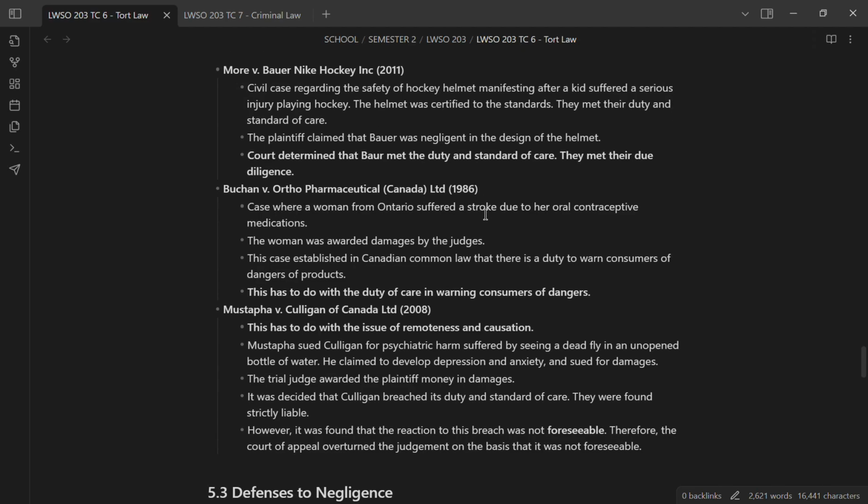Buchan versus Ortho Pharmaceutical. In this case, this has to do with duty of care and warning consumers of danger. This is a case where a woman from Ontario suffered a stroke due to her oral contraceptive medication. She was awarded damages by the judges. She won her tort case, and it established in Canadian common law that there is a duty to warn consumers of dangers in products. So again, it has to do with duty of care and warning consumers of dangers.